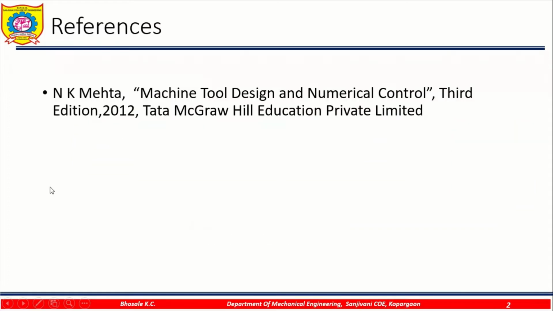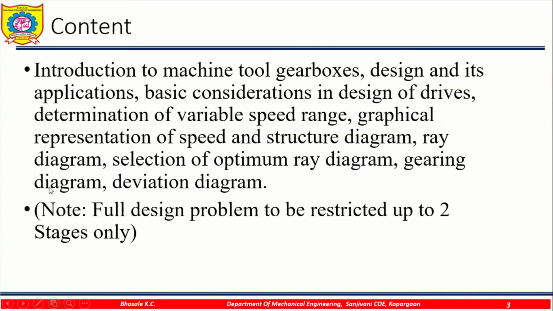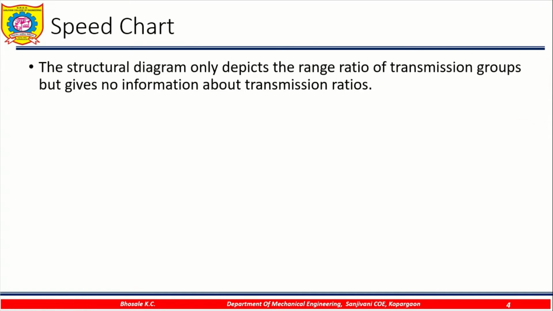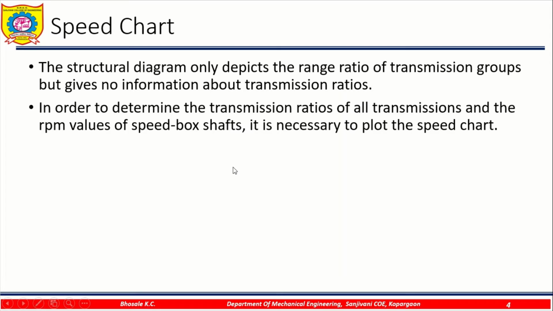In this session, we'll study the speed chart. The structural diagram may depict the range ratio of the transmission groups, but gives no information about the transmission ratio. So in order to determine the transmission ratios of all the transmissions and the RPM values of the speed box shaft, it is necessary to plot the speed chart.